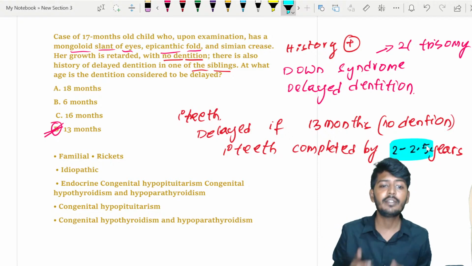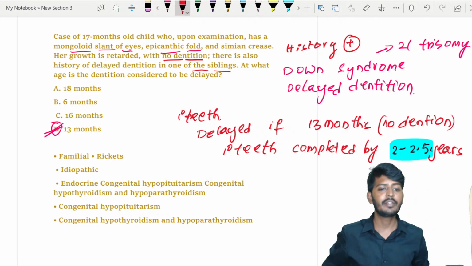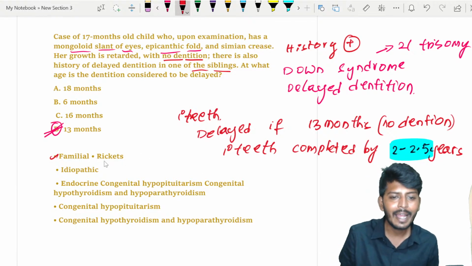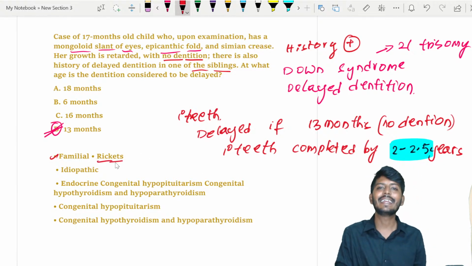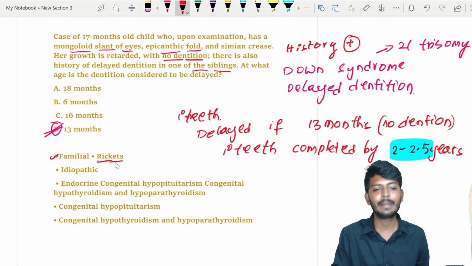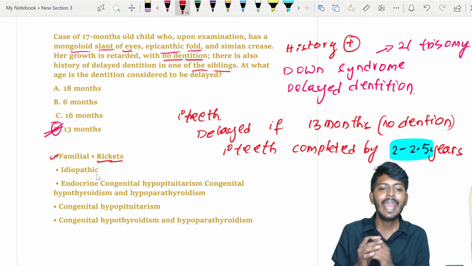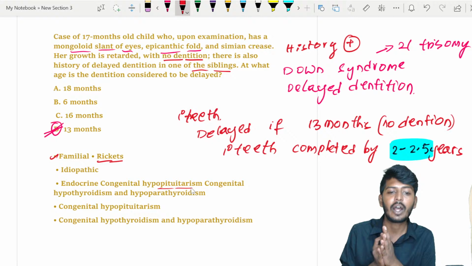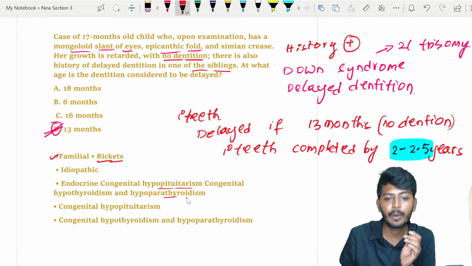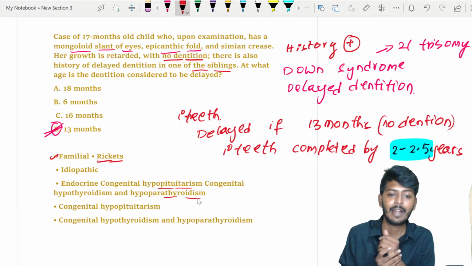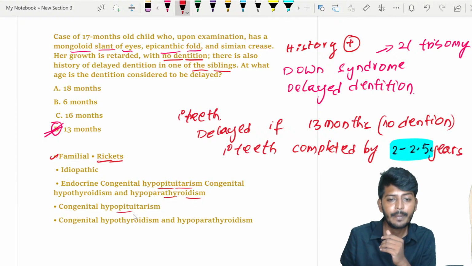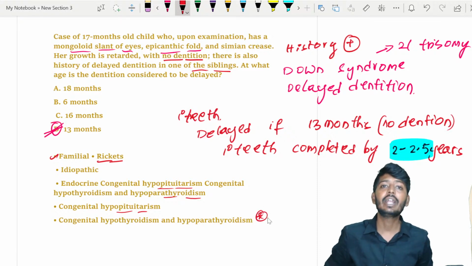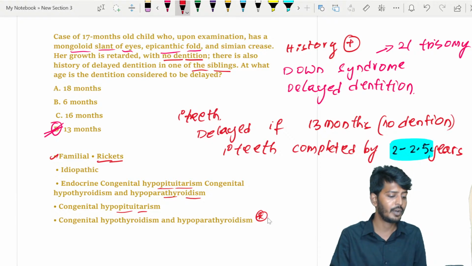So what are the causes of delayed dentition? Usually it is due to familial causes. Then rickets, all of you know what rickets is. Rickets is a condition caused by deficiency of vitamin D3. Idiopathic causes. Endocrine causes: congenital hypopituitarism, meaning the pituitary gland is not working, and also congenital hypothyroidism and hypoparathyroidism can also lead to delay of dentition.